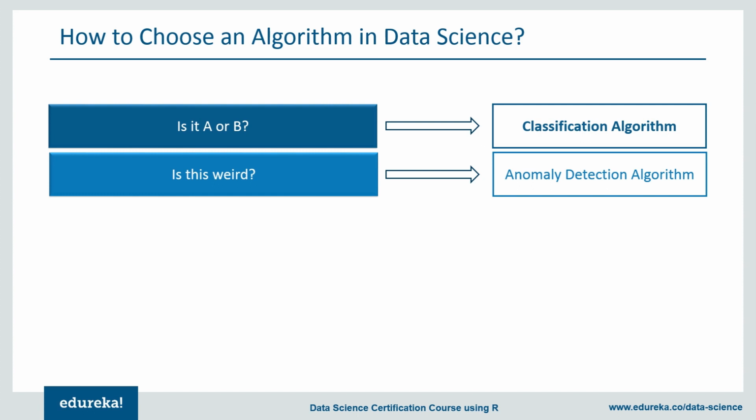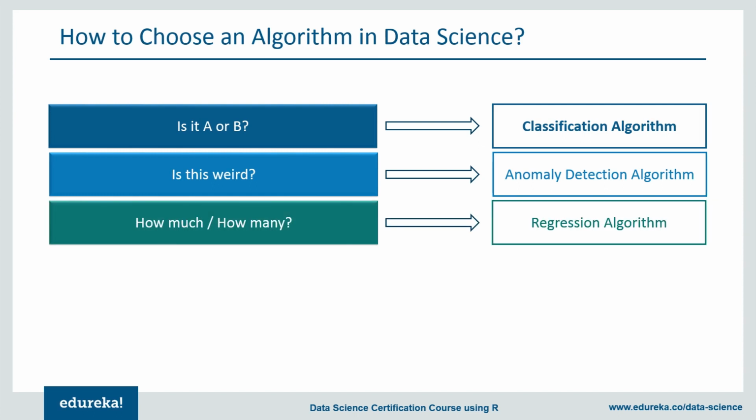Now, let's look at the next problem in data science. How much or how many? So for those of you who do not like math, be relieved because regression algorithms are here. Whenever there is a problem which asks for figures or numerical values, we solve it using regression algorithms. For example, what will be the temperature for tomorrow? Since we expect a numeric value in the response to this problem, we will solve it using regression algorithms.